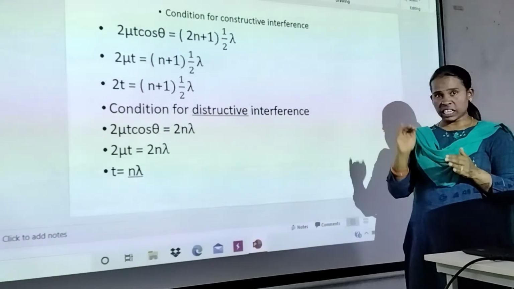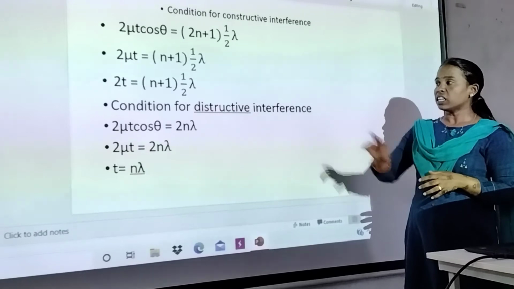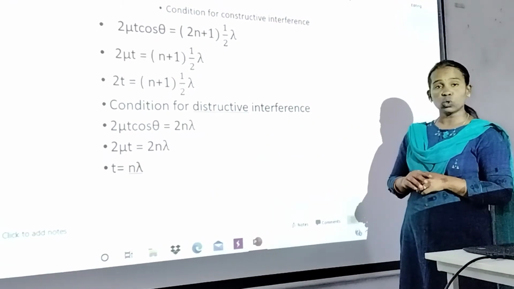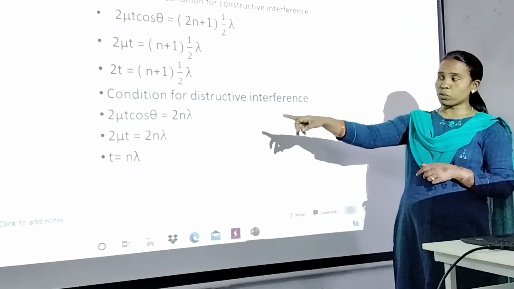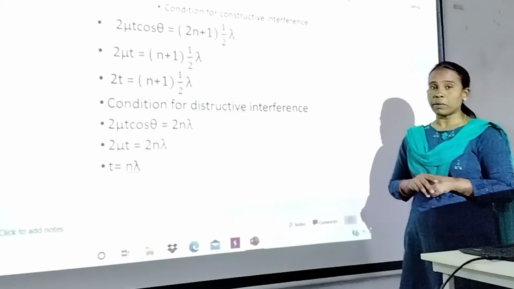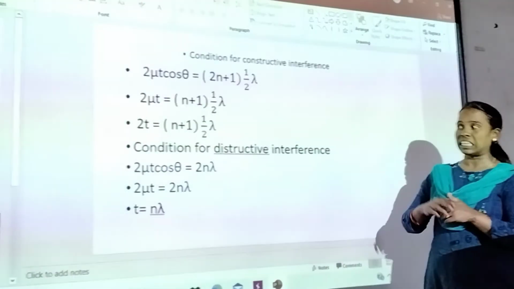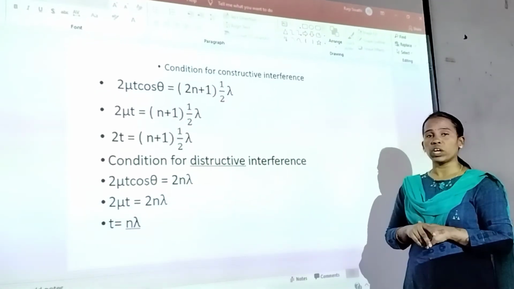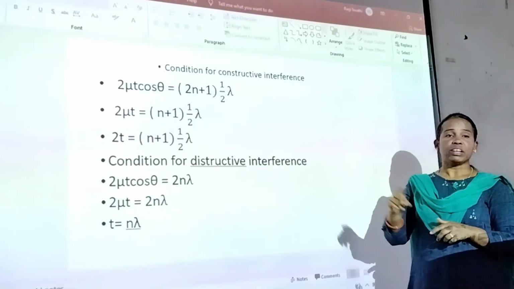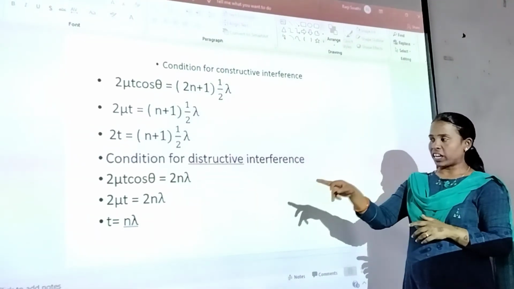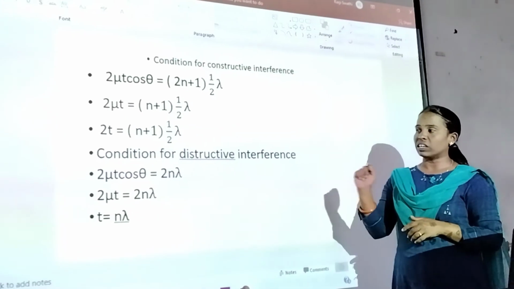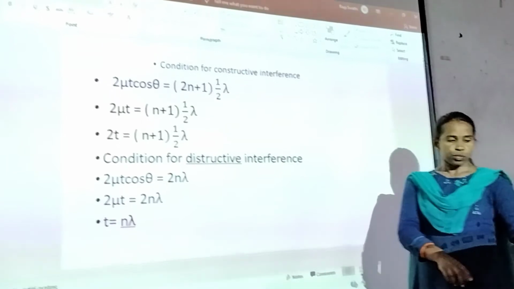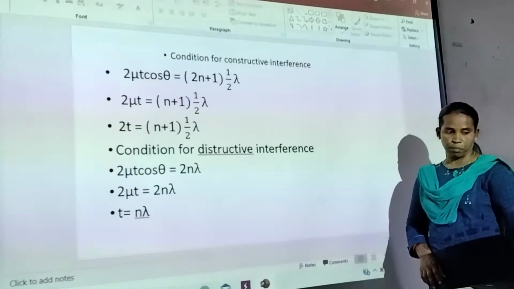Let us discuss the condition for destructive interference. In the case of the cosine law, we know well that the condition for destructive interference is 2 mu t cos theta equals 2n lambda, and 2 mu t equals 2n lambda because theta is 0 degrees and cos 0 is 1. The 2 will get cancelled and the refractive index of air is 1. That's why you get the condition for destructive interference as t equals n lambda.